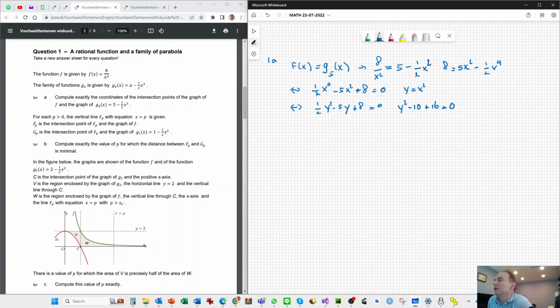And that's actually nice, since now I can factorize it. I recognize that minus 2 times minus 8 is 16, and if you add these, you get minus 10. So you get y minus 2 times y minus 8 is 0, which means that y is either 2 or y is 8.